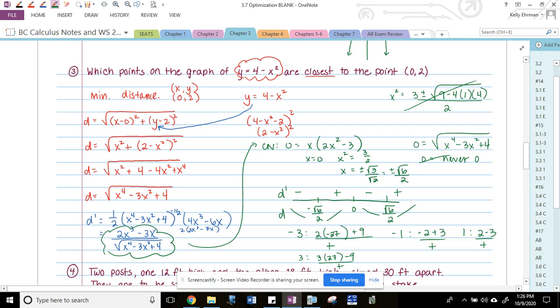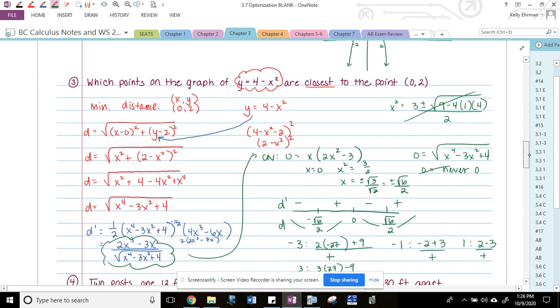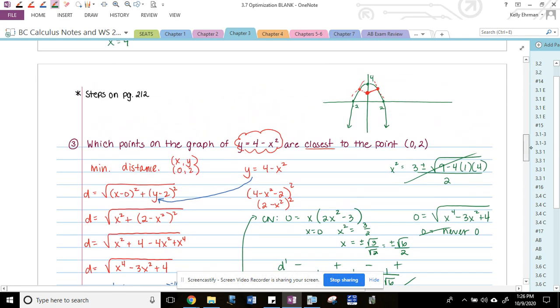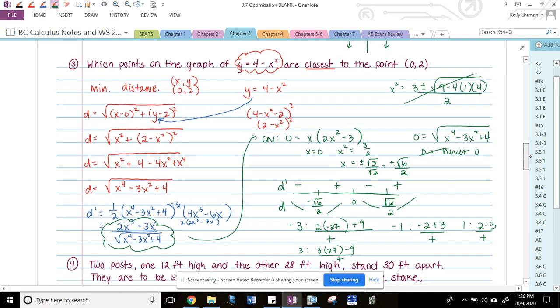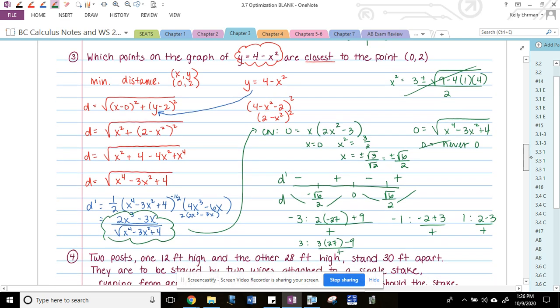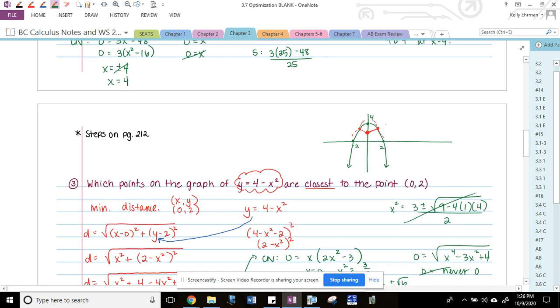So the distance graph decreases, then increases, then decreases, then increases. And the question is, at which points are we closest, or where is the minimum distance to the point 0, 2? So there are two minimums, which kind of matches what my graph said, right? There are two minimums at plus or minus square root of 6 over 2. So this point must have been positive square root of 6 over 2, and then whatever y is. And this one should have been negative.